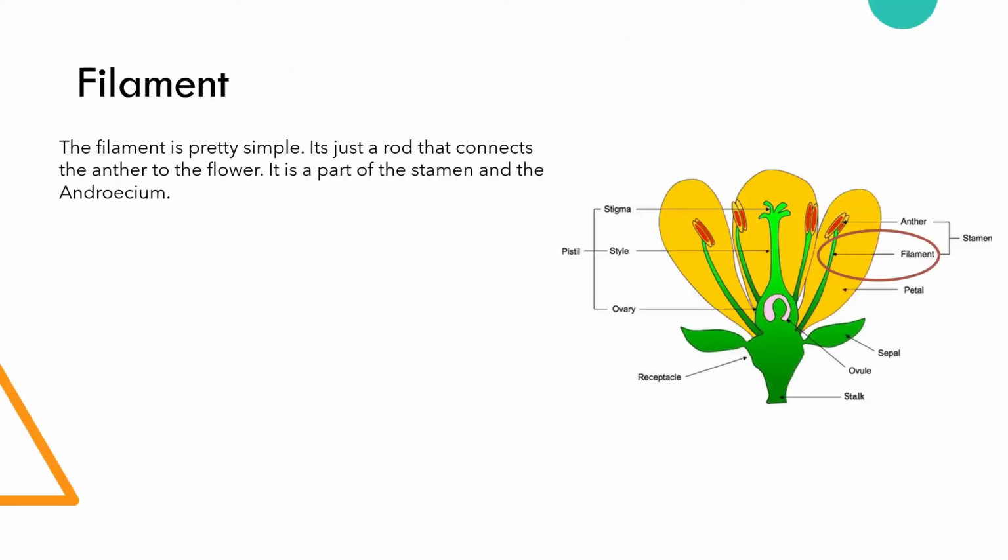So the filament. The filament is pretty simple. It's just a rod that connects the anther to the flower. It is a part of the stamen and the androecium. What else can we say about this guy?